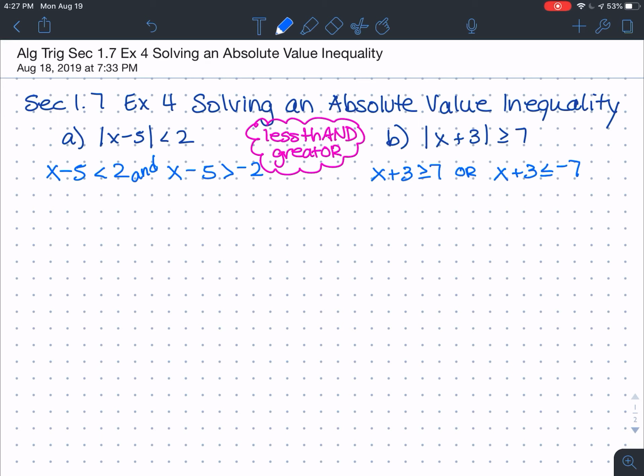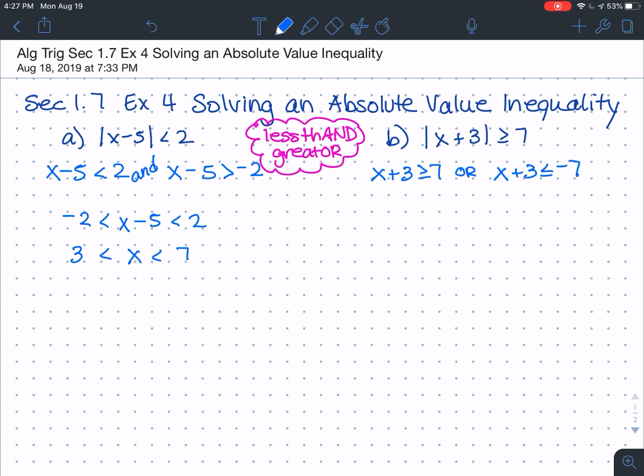And so remember, if it's an and problem, you can actually combine your answers. And so we want to be in between negative 2 and 2. So you can actually write x minus 5 in between negative 2 and 2. Just make sure your inequalities face the right way. And then we add 5 onto both sides, so we get 3 is less than x, is less than 7. And then that's it. So pretty easy.